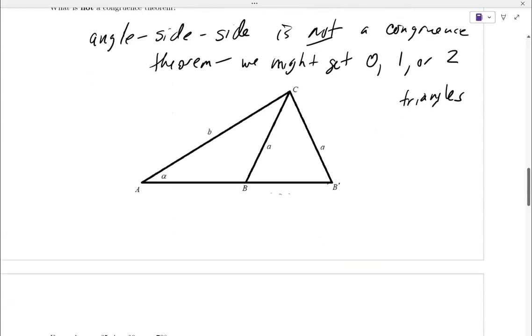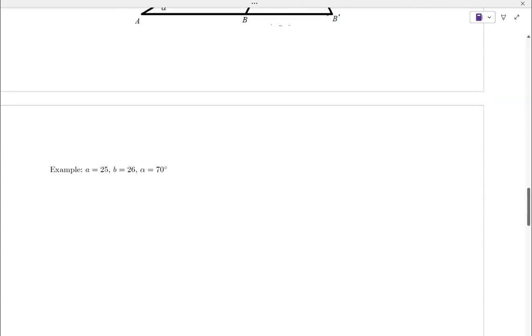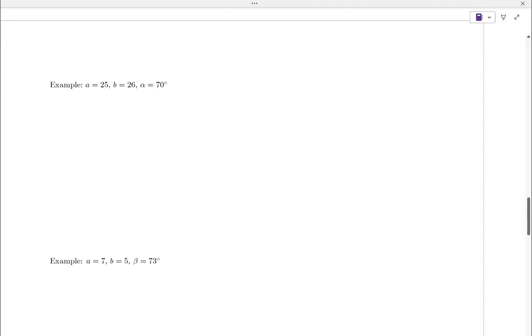Okay. So hopefully I've got one set up here that's ambiguous right away, because otherwise this is going to be a really bad example to do. It's the first one. So let's set it up. I'll set up a picture just to start with. You may not have to draw the picture if you don't want to, but I like to draw the picture to start, even if it's not to scale. 25, 26, 70. Let's say I want to figure out this beta.